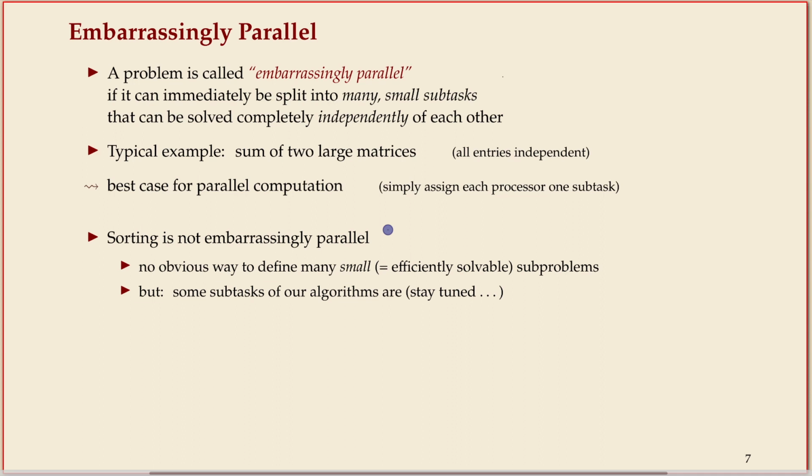Now, not all problems are like that. Sorting, in a way, is not really like that. At least we haven't seen any way to easily break it into small problems. There may be parts of sorting that are like this, and we'll come back to that. But if you take the problem as a whole, it's not clear what would be a subproblem of sorting that you can solve independently of the others. And the overall problem is still solved by solving all the small problems. So it's not always that easy.